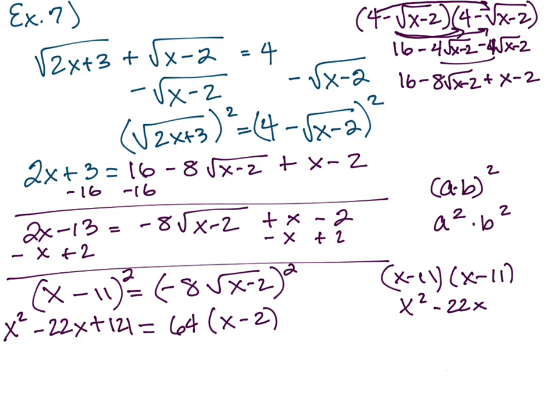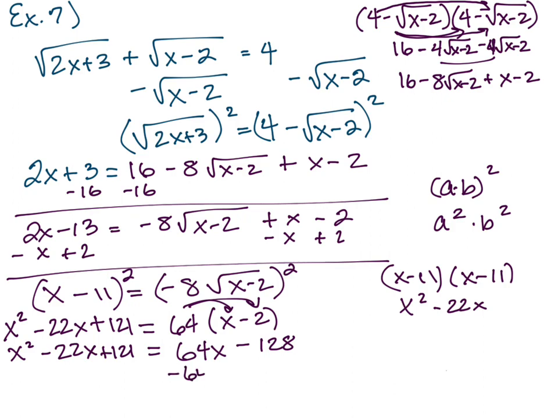Y'all still trucking? Yep. Distribute that 64. So we've got 64x minus 2 by 64 is 128, equal to the trinomial on the left side. Now what? Set it equal to 0. So we're going to move the 64x to the left, and we're going to add the 128.